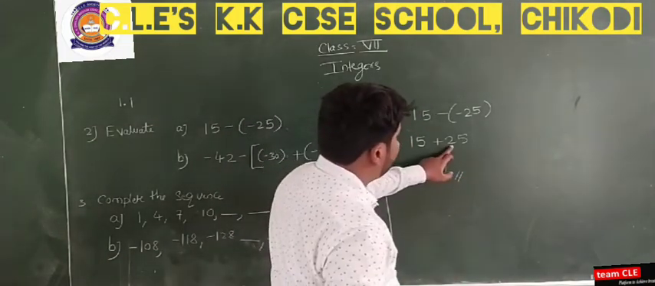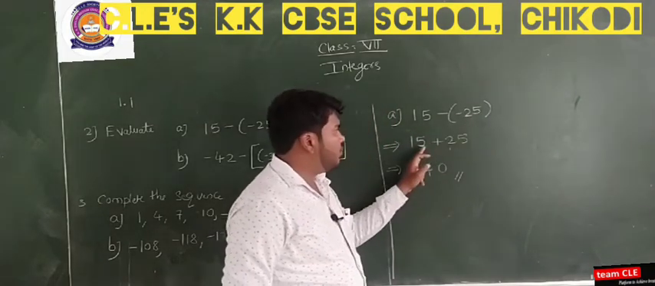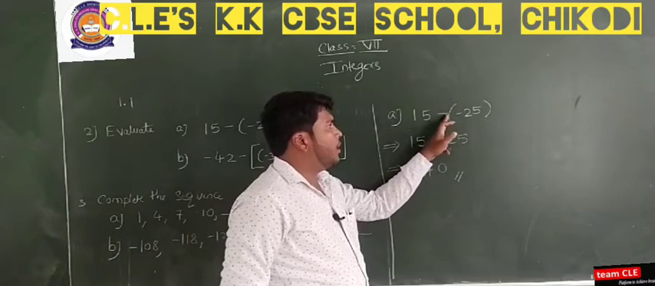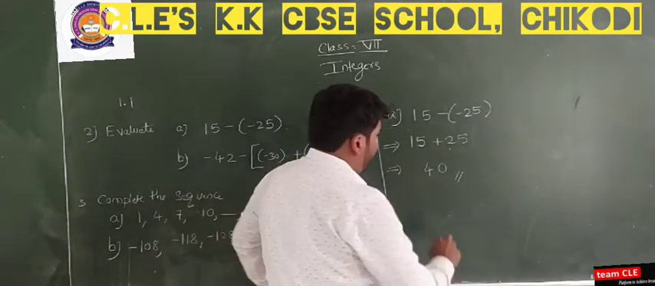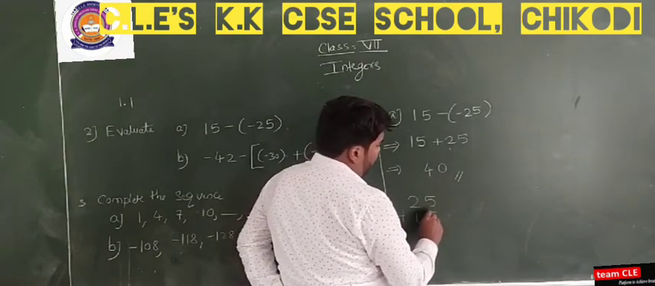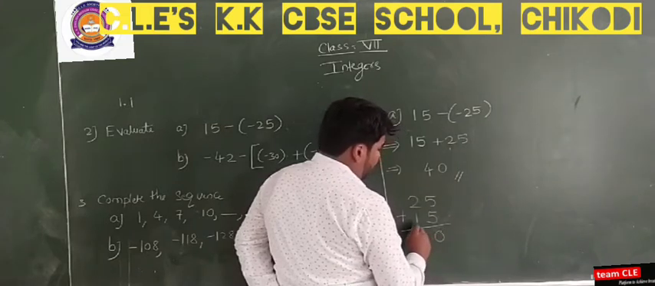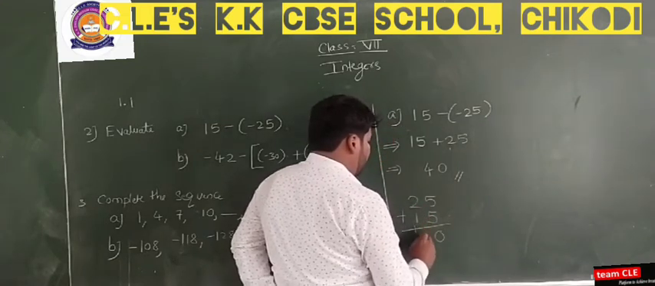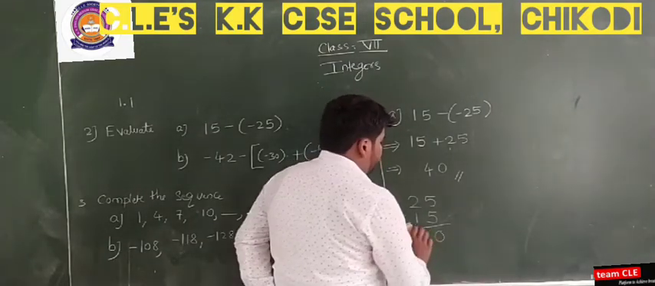See here, all of you, 15 minus of minus 25 is equal to 15 as it is. Minus into minus is plus of 25. You can do this addition if you have not understood: 25 plus 15. So 5 plus 5 is 10, 1 carry here, 2 plus 1 is 3, 3 plus 1 is 4, that is 40. So this is your first problem.